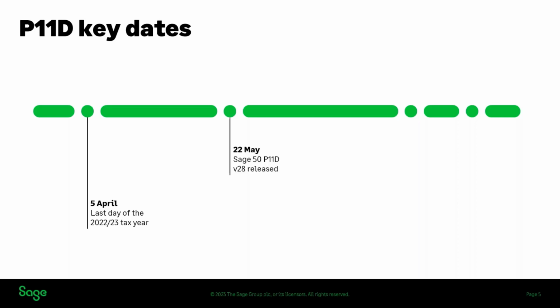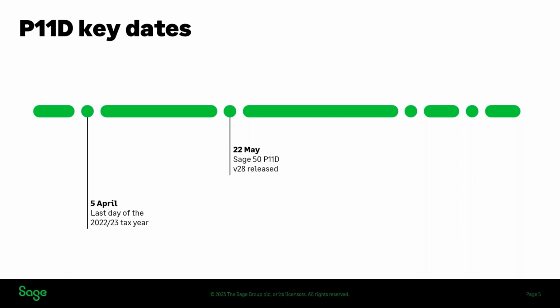The next key date on our timeline is the 22nd of May. So this was when we released version 28 of Sage 50 P11D, and that contains all of the legislation updates for the 2022 to 23 tax year, and the new internet submissions module for you to be able to submit your year-end return for that tax year. And we'll be covering the installation process in a few moments' time.